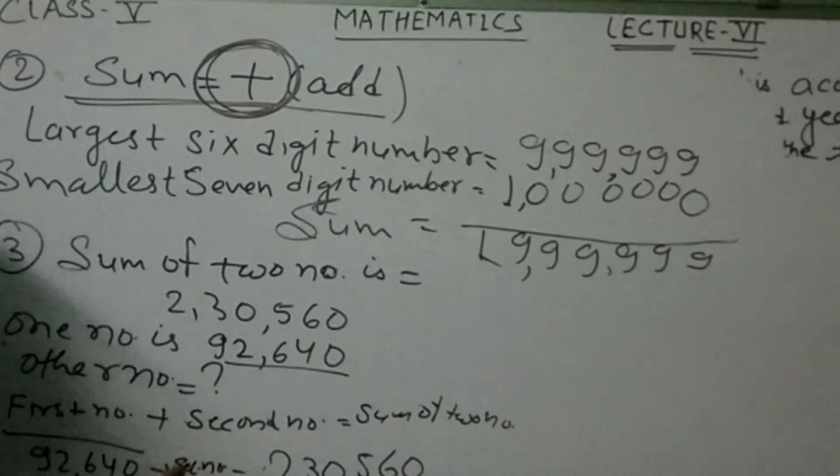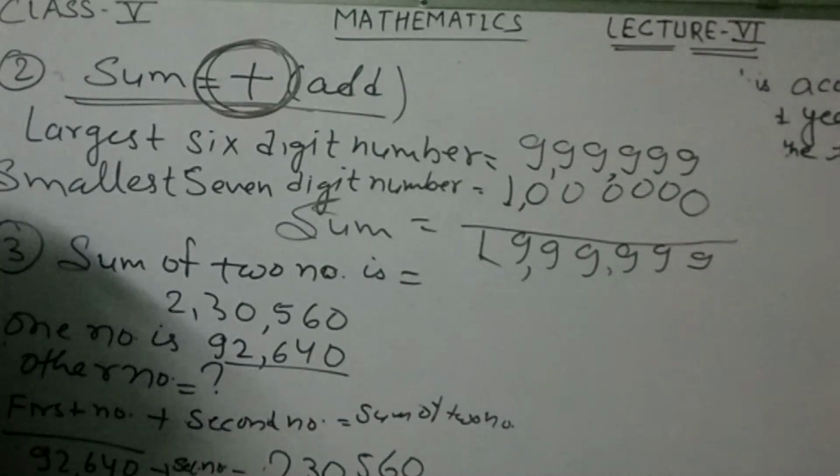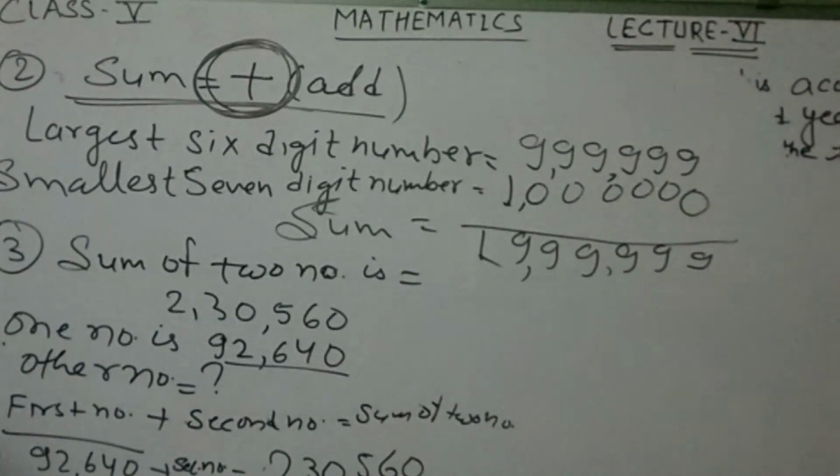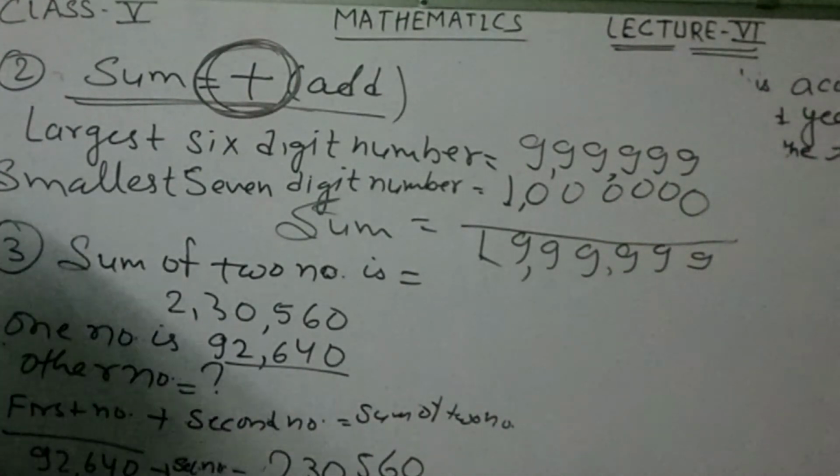Okay. Then here you write second number. Then take this number to the other side. Second number is equal to first you write what is written here, 2,30,560, minus, take this number to that side, it will be the subtraction, 92,640. Then it will be 1,37,920.